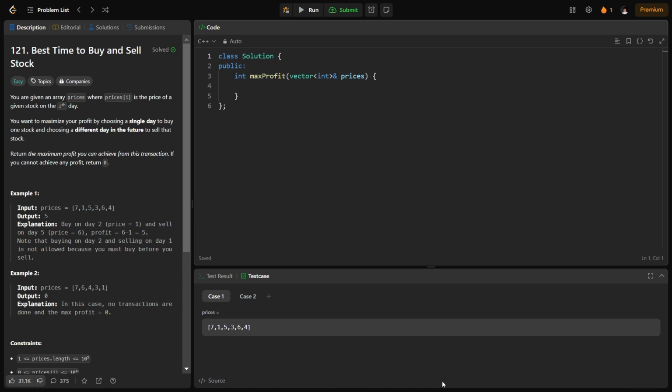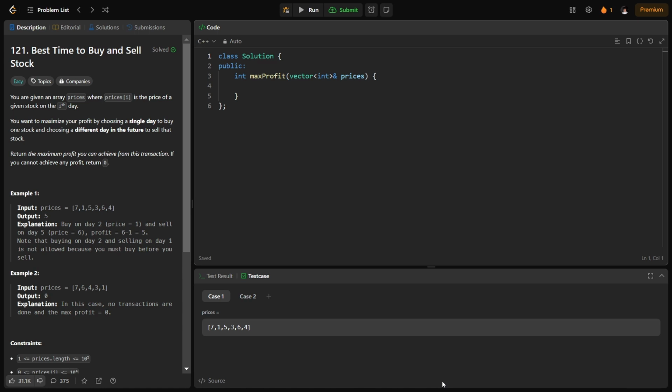Okay, so you are given an array of prices where prices[i] is the price of a given stock on the ith day. You want to maximize your profit by choosing a single day to buy one stock and choosing a different day in the future to sell that stock. Now return the maximum profit you can achieve from this transaction. If you cannot achieve any profit, return 0.